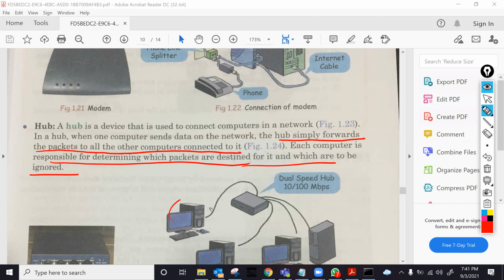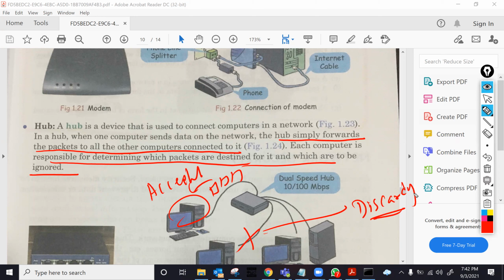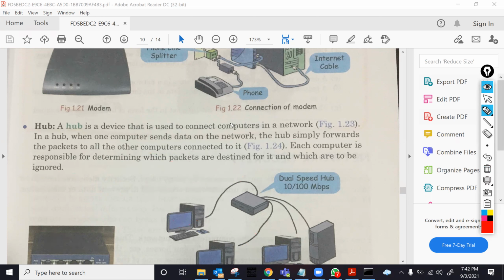The computer should decide whether this data packet, this information, belongs to me or not. If it belongs to me, it can accept the data. If it doesn't belong to me, it can reject the data. We say that discarding. Discarding means we are canceling the incoming signal. Understand? Yes, sir. Understood.